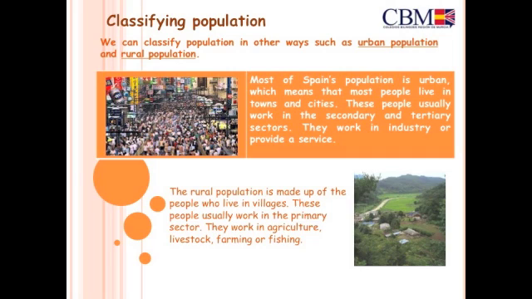The rural population is made up of the people who live in villages. These people usually work in the primary sector. They work in agriculture, livestock farming, or fishing.